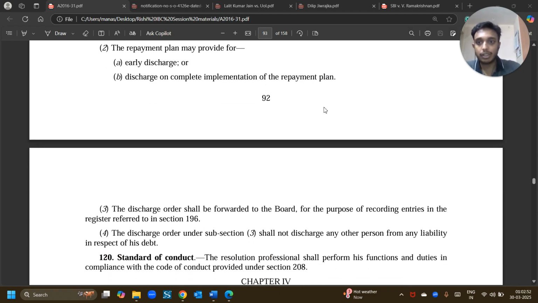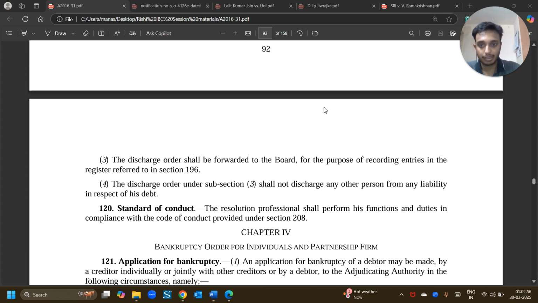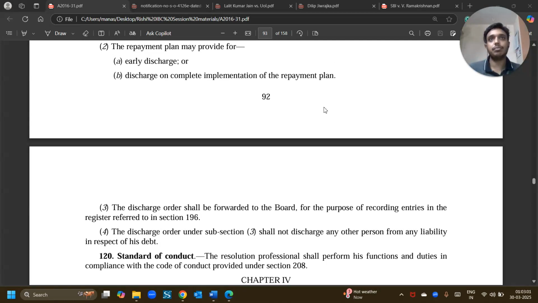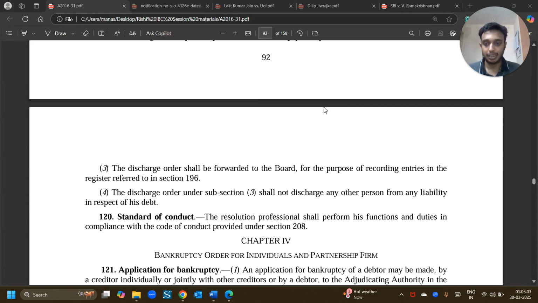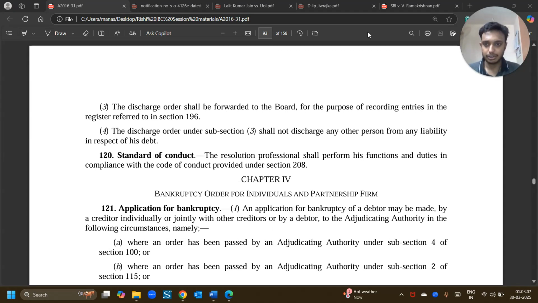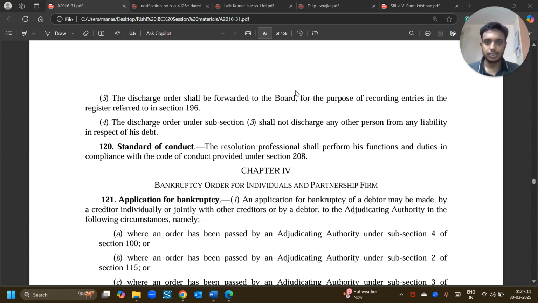The repayment plan may provide for an early discharge or discharge on complete implementation of the repayment plan, right? So that again is something which is left to the debtor while preparing the repayment plan, and of course subject to the subsequent scrutiny of the creditors. The discharge order shall be forwarded to the board, again under 196, and the discharge order shall not discharge any other person from any liability in respect of his debt. So that is quite simple in nature, right?